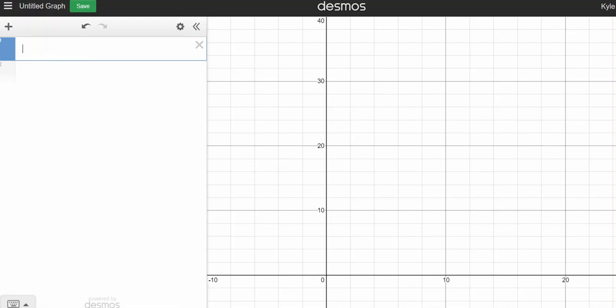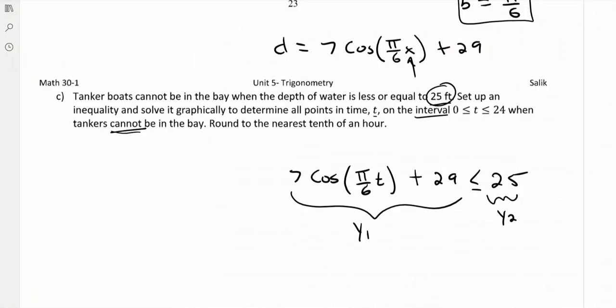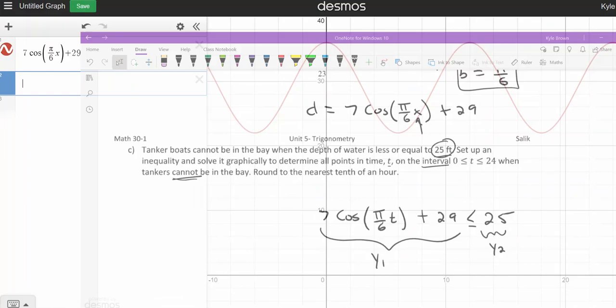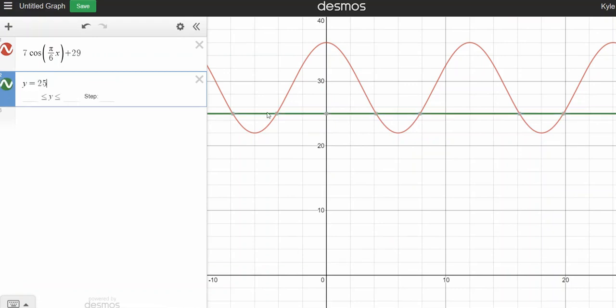I'm going to do it on Desmos again because it's nicer. So this was 7 cos pi over 6, and I'm going to put x in here, not a t, and then plus 29. Let me double check on that. Yep. Okay, so that was my one equation, and now my other equation will be just 25. So I'm just going to draw the line 25. On Desmos, you can't just write 25; I have to go y is equal to 25 if I'm just putting in a constant term.